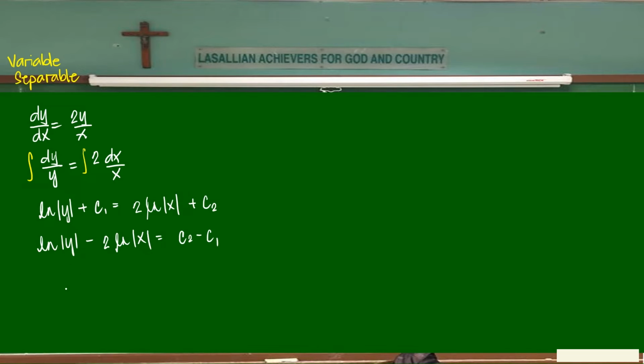Okay. And according to the rules of ln, this one is basically ln of y over x squared. Tama ba? Is equal to c. Is it correct? Diba, when there's a minus, you have to remember, when the ln has a minus, that means it's a quotient, right? And then if there's a number in front of the ln, that's the power of the argument. Tama?